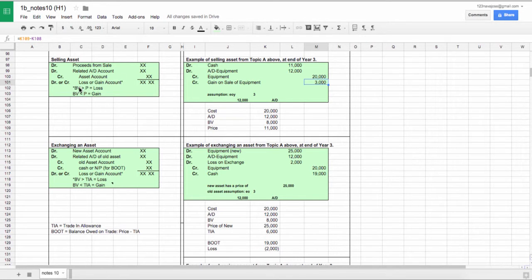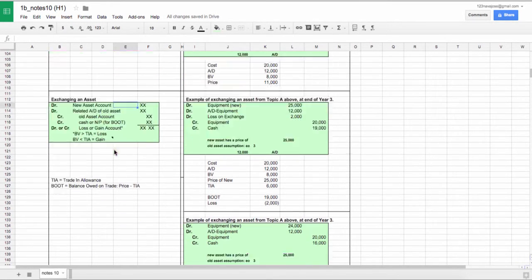So when the book value is less than the price you receive, you have a gain, and you would credit the gain. If you have a book value that is more than the price you're getting for the asset, you have a loss. You would have a debit instead of the credit to gain here.